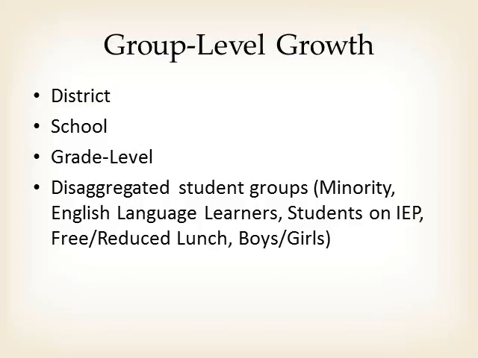Group level metrics are calculated at the district, school, grade level, and disaggregated group level. That means we can look at overall school growth, or growth of a disaggregated group, such as English learners within the school. We can also look at the growth of a grade level within a district or within a school.